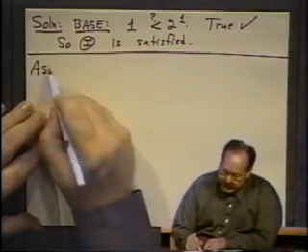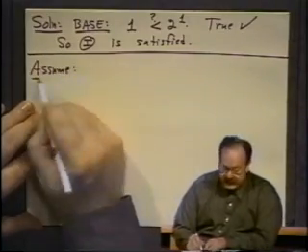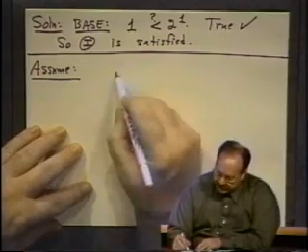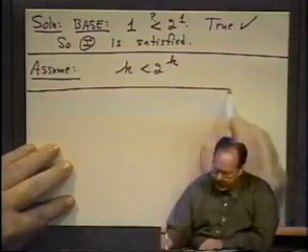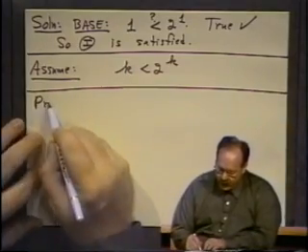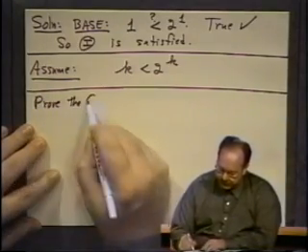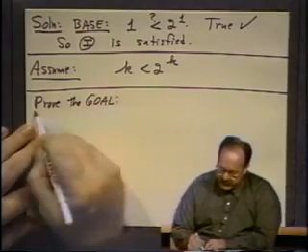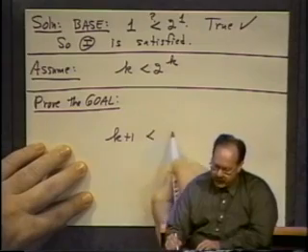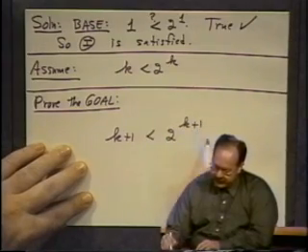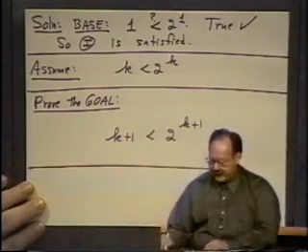We will then write down our assumption, which is the kth case. That's easy to write down also. k is less than 2 to the k. So we're on a roll here. We want to prove the goal. Well, the goal is easy to write down also. We want to prove that k plus 1 is less than 2 to the k plus 1. And there really isn't any way to simplify that any further.